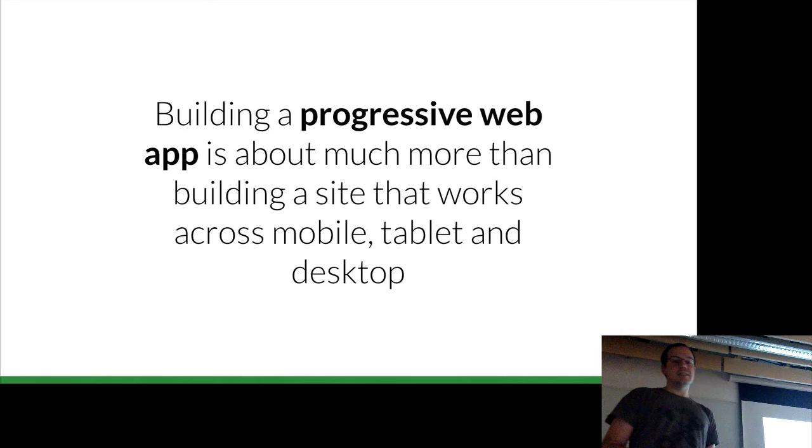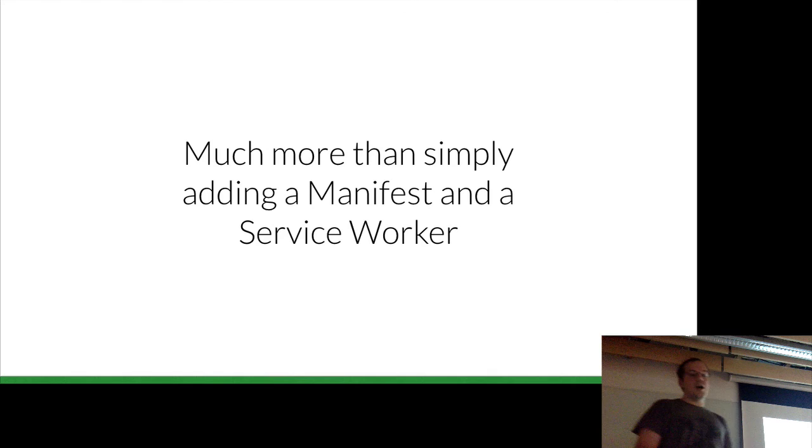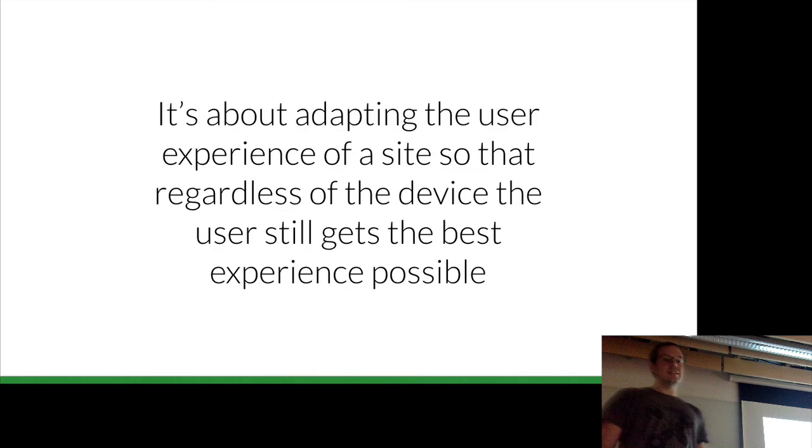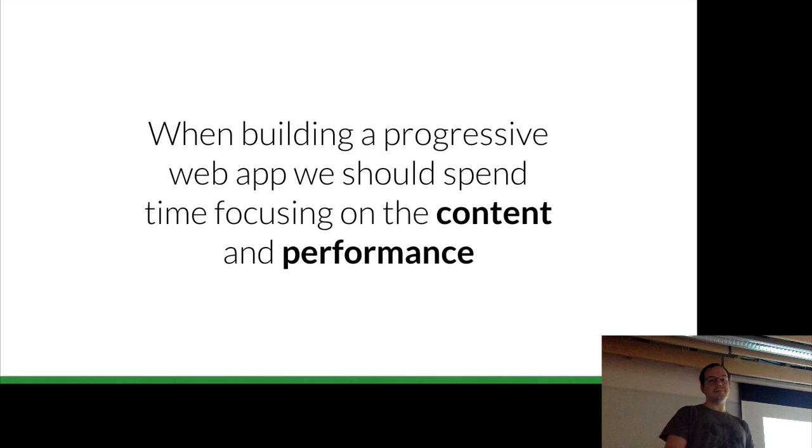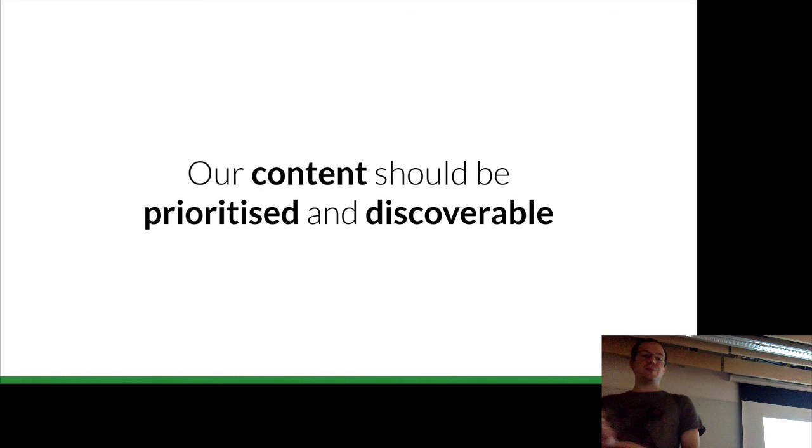So in summary, building a progressive web app is much more about building a site that works across mobile, tablet, and desktop. It's much more than simply adding a manifest to your page so that it can be installed, or using a service worker. It's about adapting the user experience for a site so that, regardless of the device, the user gets the best experience possible. So prioritizing content and making it load fast. When building a progressive web app, you should spend time focusing on content and performance. Our content should be prioritized and discoverable, but most importantly, it's the perception of our users that your site loads fast.